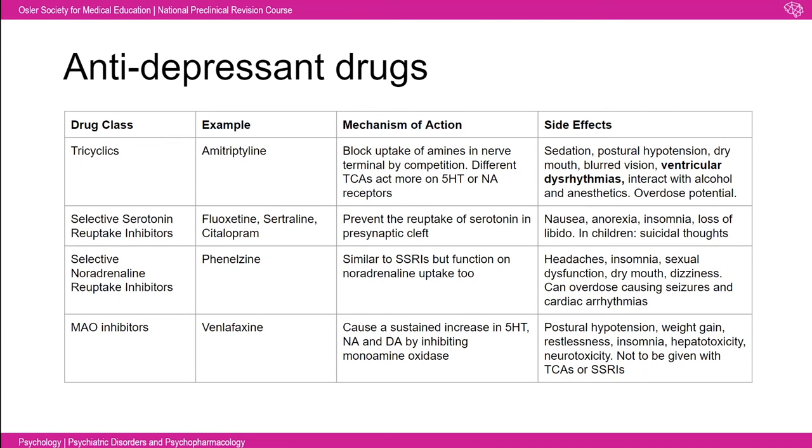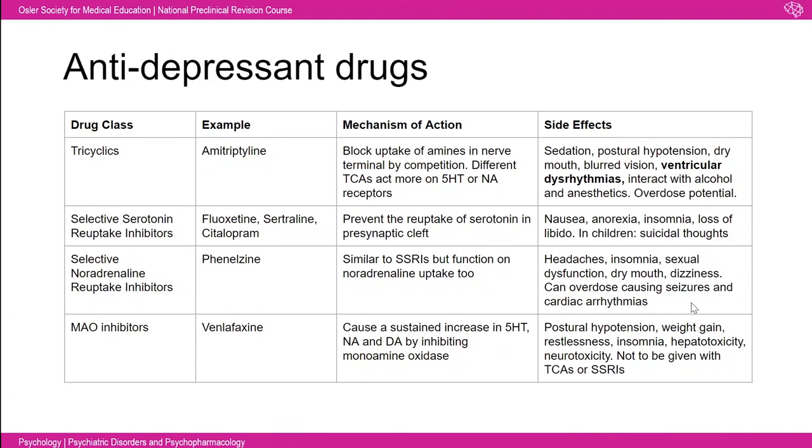And then selective noradrenaline reuptake inhibitors like phenelzine function similarly to SSRIs, but they function on the noradrenaline reuptake instead. And then they also have some side effects like headaches, insomnia, sexual dysfunction, dry mouth, dizziness, and you can also overdose on these, which causes seizures and cardiac arrhythmias. And then MAO inhibitors, so that's a monoamine oxidase inhibitor, like venlafaxine. These cause a sustained increase in serotonin, noradrenaline, and dopamine by inhibiting the monoamine oxidase enzyme that we were talking about earlier.